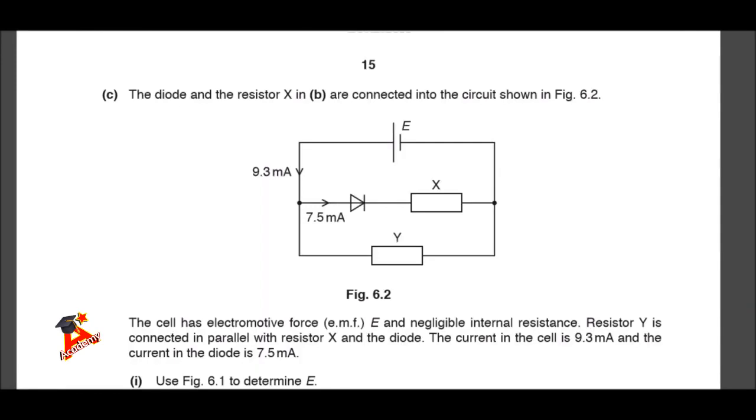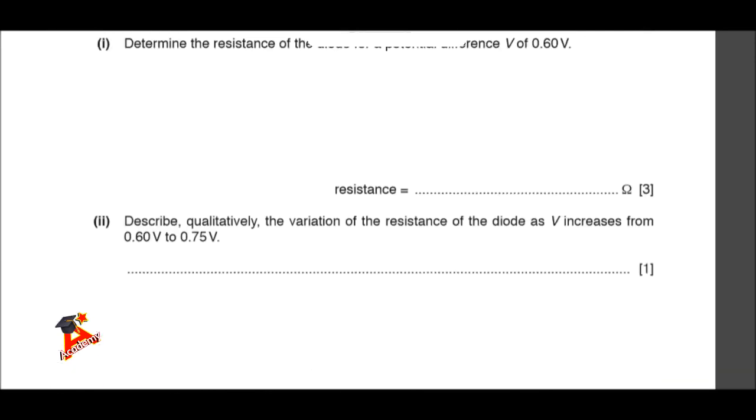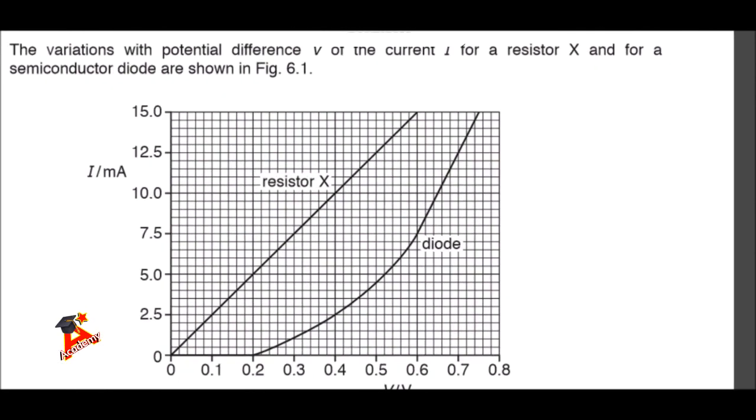Right, now we have to find the voltage across the resistor and the voltage across the diode and add them together. The voltage across the diode happens to be 0.6 volts, because that's the voltage across the diode when we have a current of 7.5 milliamps through it from the graph above. We're supposed to use Fig 6.1 to determine E. Fig 6.1 is this one over here.